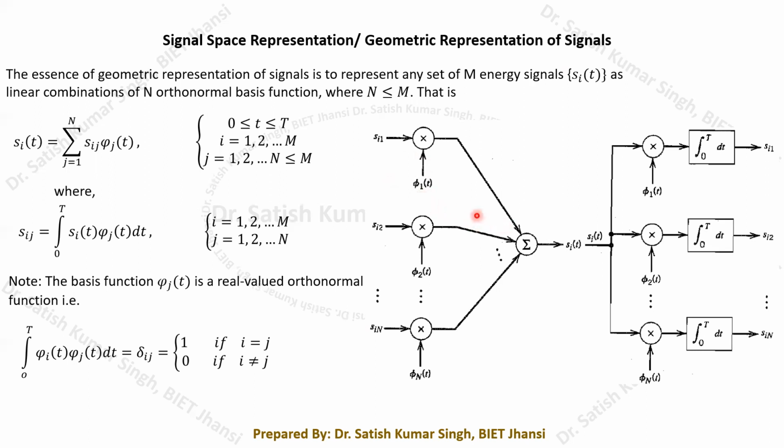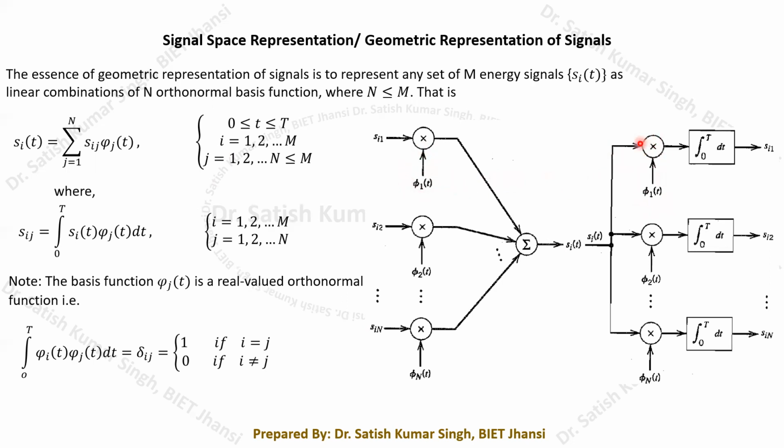But try to understand why it is vectored summation. There will be a signal si(t) that we will be generating, and this is called the synthesis of this particular signal. Now, if we want to calculate si1 out of this si(t) signal, that can be calculated just by taking this signal and multiplying it with the same basis function phi1(t).